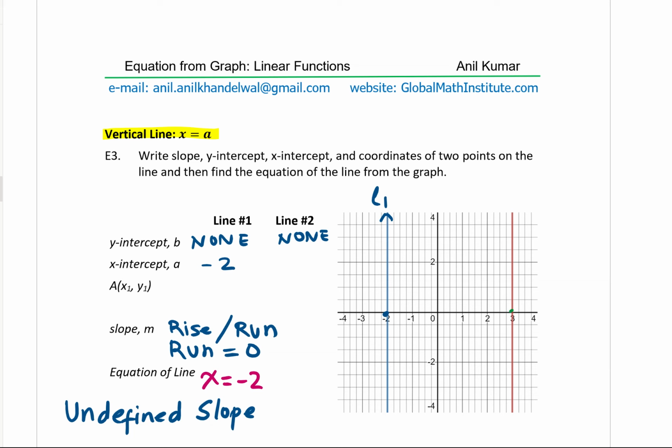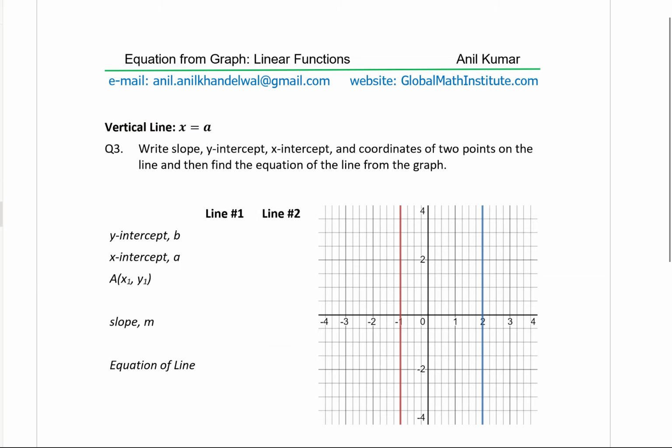The second line here is with the x-intercept of 3. So I'll write x-intercept of 3 and the equation will be x equals to 3. So in case of vertical and horizontal lines, it is kind of important to just check the intercepts and get the equation. So I hope this concept is absolutely clear. Now let's take the next example. Let it be a test question for you. So find the equation of these two lines.